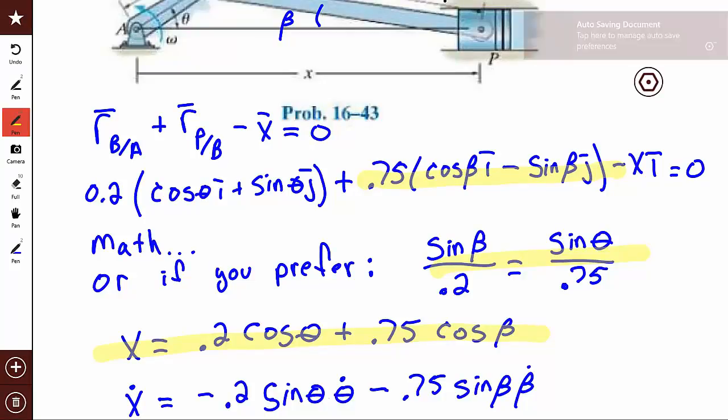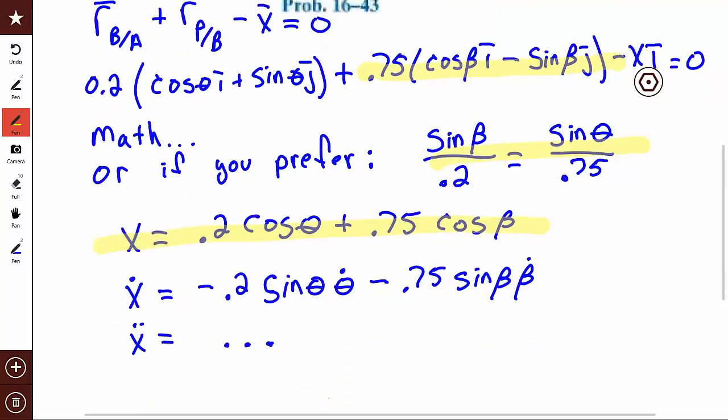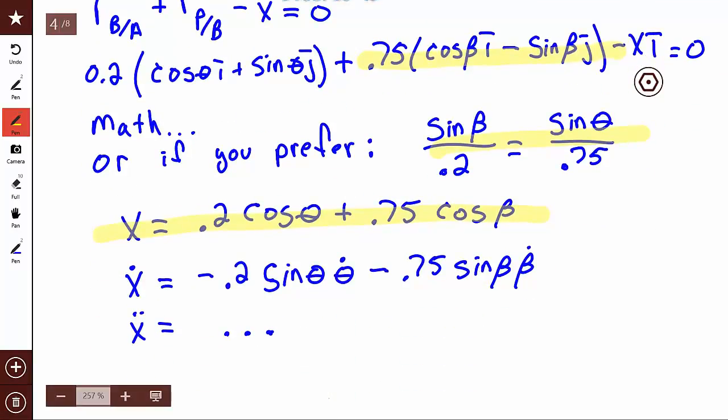Okay, so what you do is they give you the theta, you take the theta, put it into this equation, get your beta, take your theta and your beta, put it in here, now you have the x. Nobody cared, but you do have it. You want x dot, right? If this is x, can you take an x dot? Okay, so you can do that by hand right there.